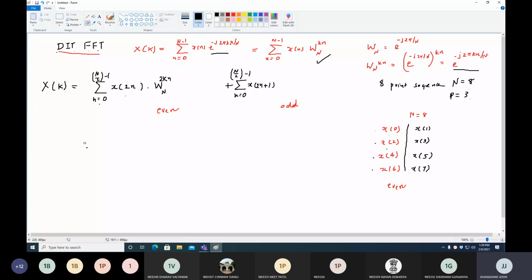And similarly we need to think about the second part. So now here I should write W_N raised to, instead of n, 2n plus 1, yes, 2n plus 1 into k. Don't make a mistake here. Instead of k, if you by mistake put n here, then the whole derivation will be wrong.